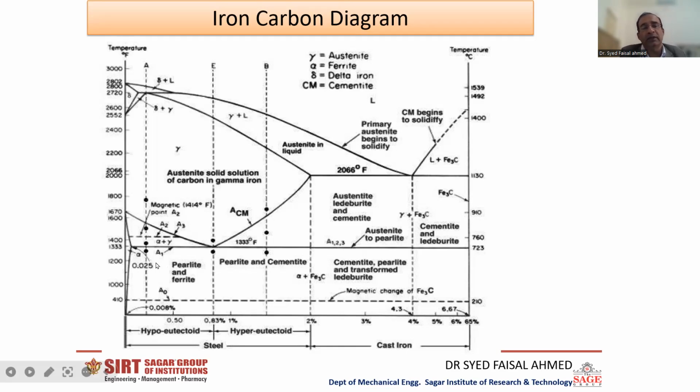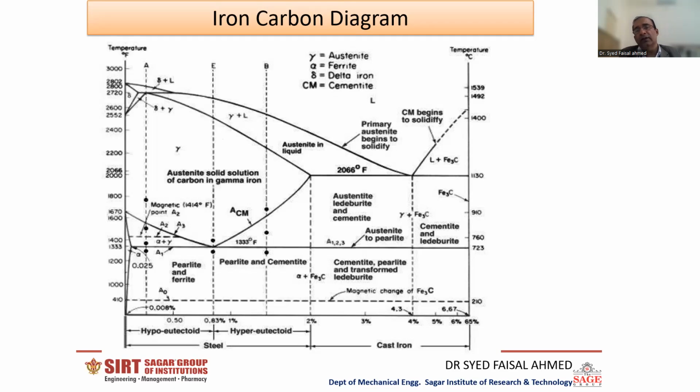As and when the percentage increases, there are various forms of iron and carbon and various reactions taking place, that is pearlite and ferrite, pearlite and cementite, austenite, and solid solution of carbon in gamma iron. You can see on the top as the temperature increases, we have alpha, delta and gamma iron, austenite, ferrite. So this is the representation of the iron carbon diagram.